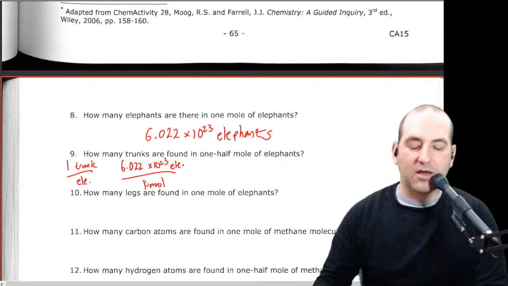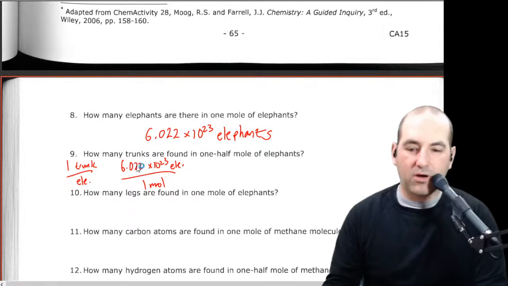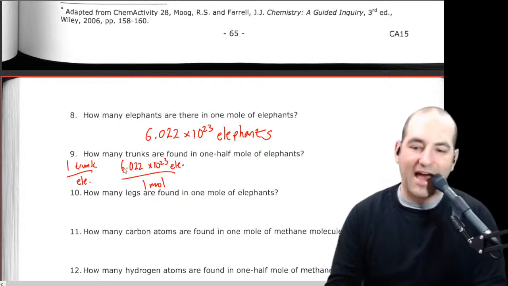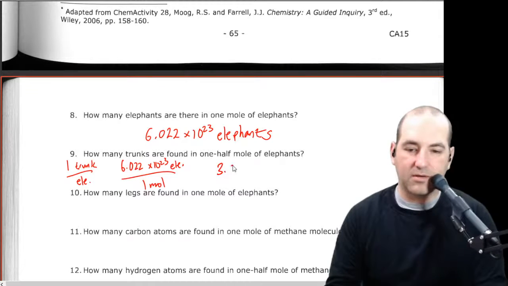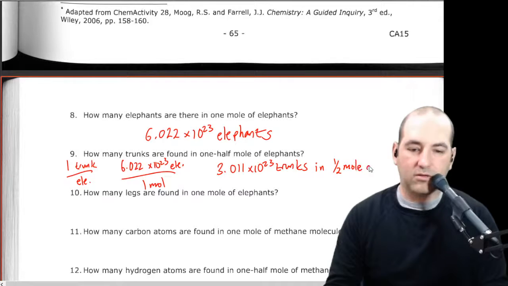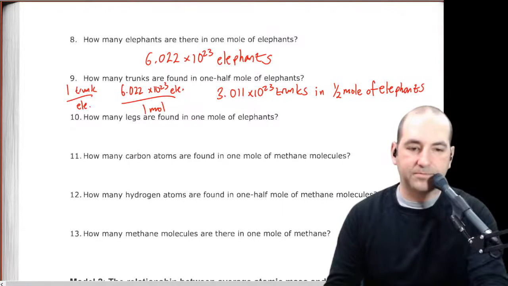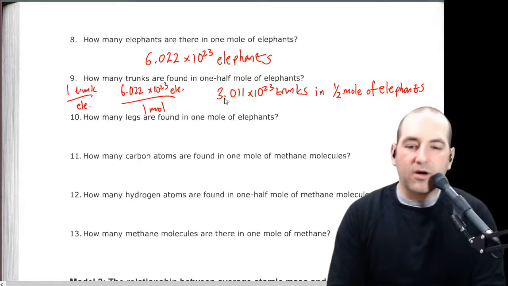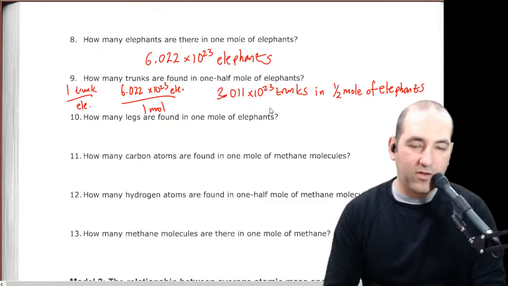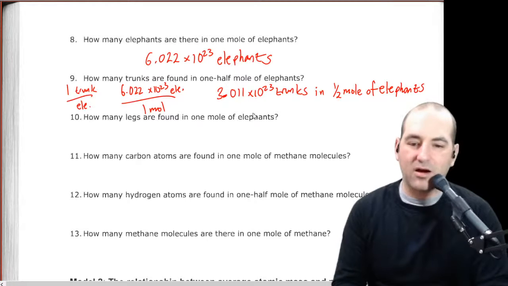So I could put this into my calculator and I'd get that 3.011 times 10^23 is half of this, right? So the answer becomes 3.011 times 10^23 trunks in a 1/2 mole of elephants. All right. But this big number, again, it's so big, it's kind of clumsy. It can be hard to deal with. If you don't have a good calculator, it can be really difficult for calculations.